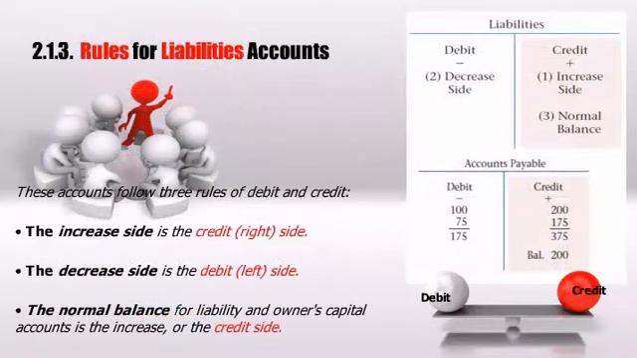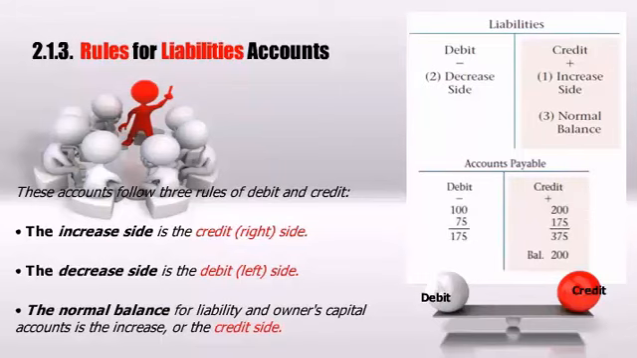Rules for liability accounts. The rules of debit and credit for liability are: liability accounts are increased on the credit, the right side. Liability accounts are decreased on the debit, the left side. The normal balance for liability is the increase, or the credit side. Let's apply these rules to actual accounts. Look at the entries in the T account here for the liability account, accounts payable. Increases are recorded on the right, or credit side.